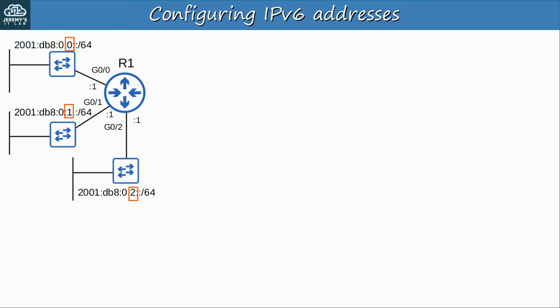You may be wondering why I've been using the 2001:DB8 range a lot. That's because this range of IPv6 addresses has been reserved for examples and documentation. They should never actually be used in real networks, but you're free to use them in examples like this.